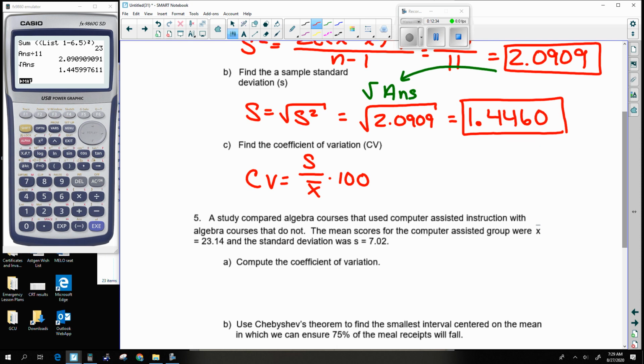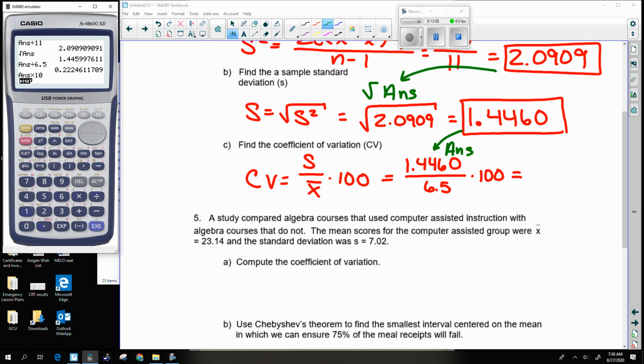All right. Last but not least, what do we got? So this is going to be s, so that's 1.4460, divided by x bar, which I believe was 6.5, times 100. Again, I am not actually going to type in 1.44, blah, blah, blah. That is my answer that I have in my calculator. So I'm going to use the answer divided by 6.5 times 100.